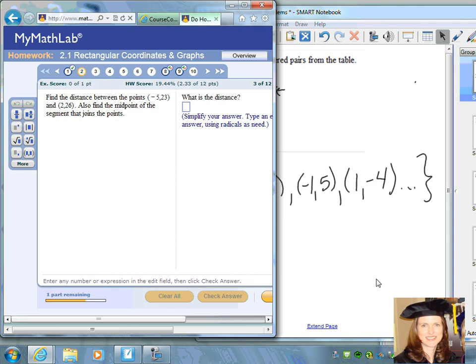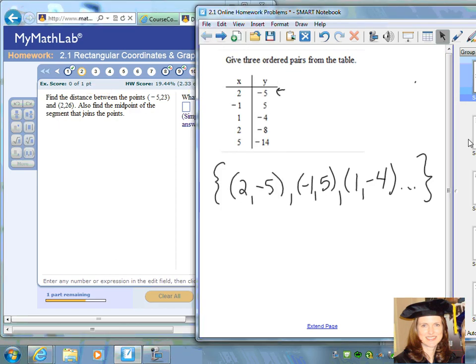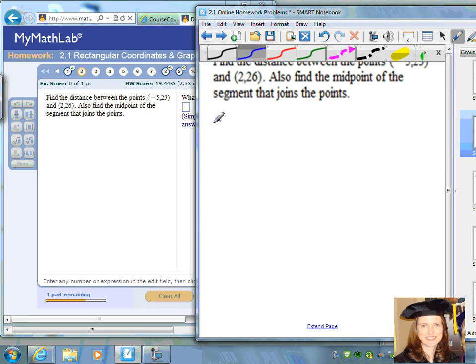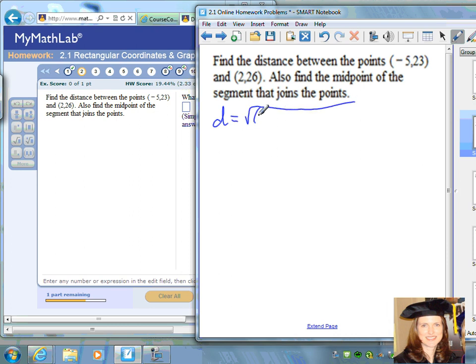For question number 2, we want to find the distance between these 2 points. To do this, we need to use the distance formula. The distance formula is d equals the square root of x sub 1 minus x sub 2 squared, that quantity, plus y sub 1 minus y sub 2 quantity squared, and take the square root of all of that.